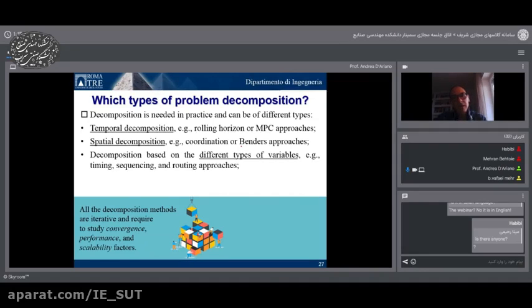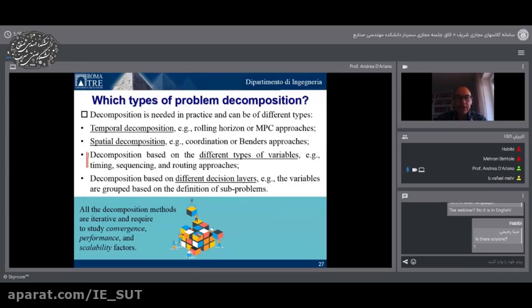But you can think about disconnecting the problems, fixing different subproblems, timing, sequencing, and routing, and then putting them together at a certain point. So you might also decompose by type of variables, not necessarily by time or space, but also by type of variables. Actually, the solver that I will introduce later is based on this type of decomposition.